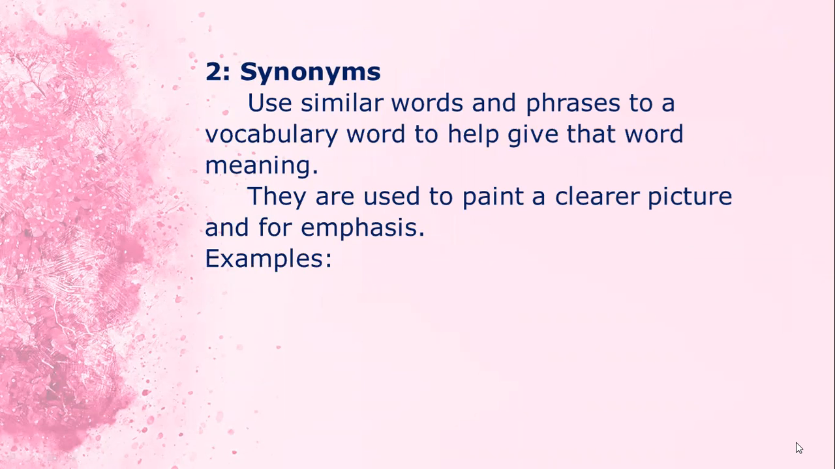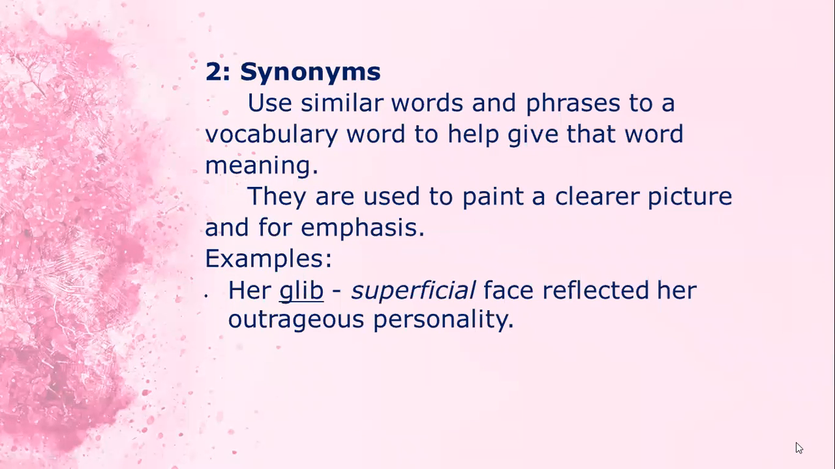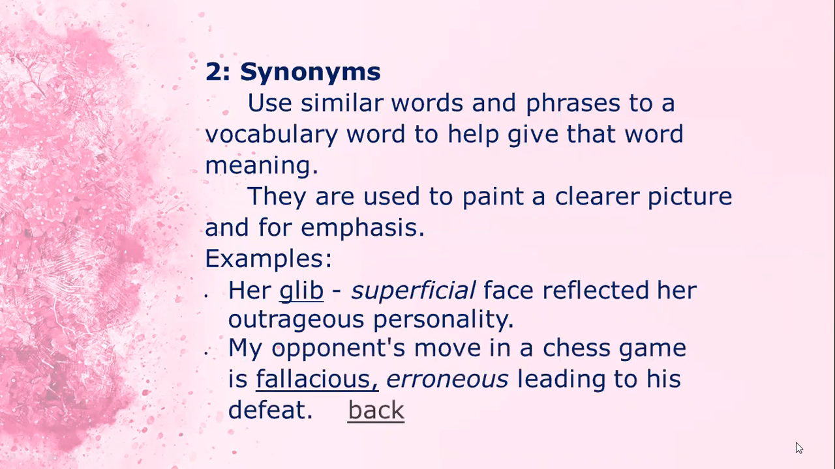So, for example, her glib, superficial face reflected her outrageous personality. My opponent's move in a chess game is fallacious, erroneous, leading to his defeat. So for the first sentence, the synonym of glib is superficial. For the second sentence, the synonym of fallacious is erroneous.